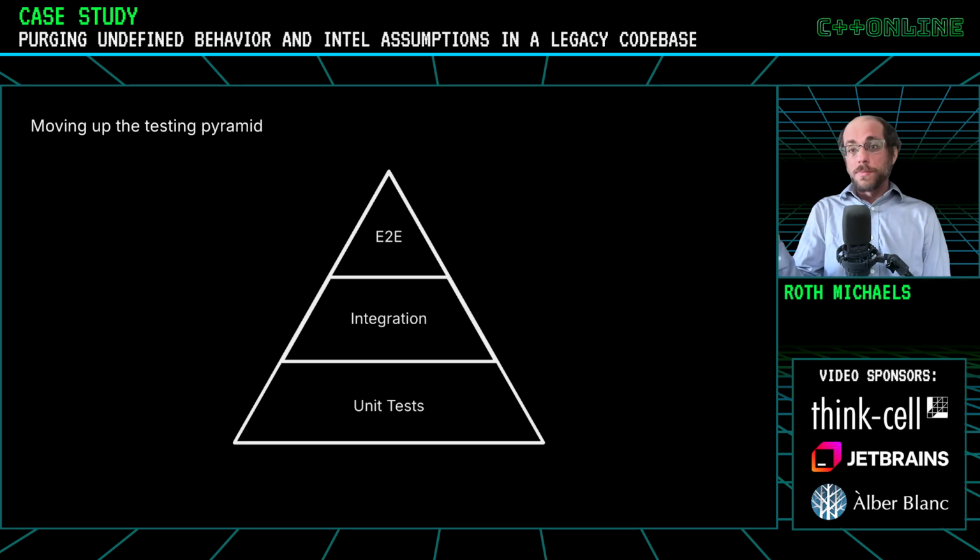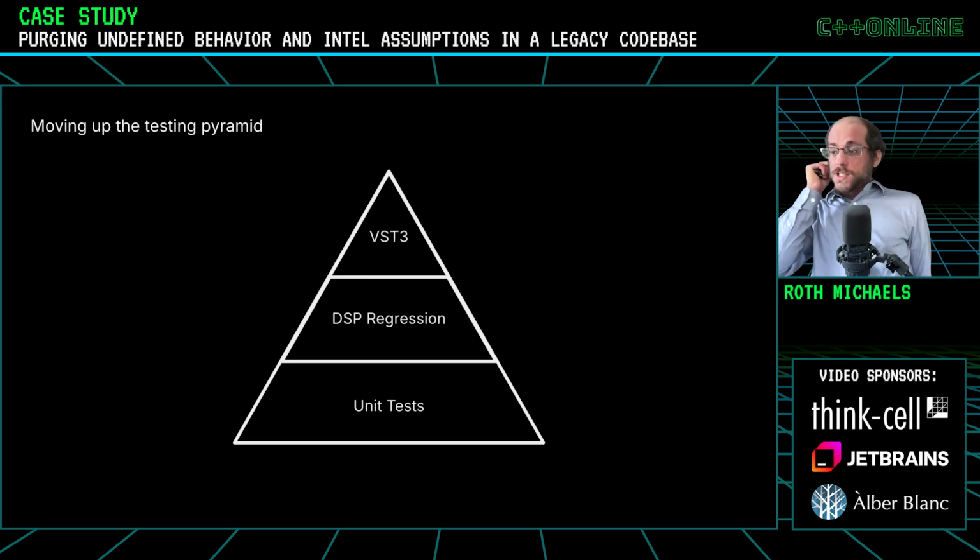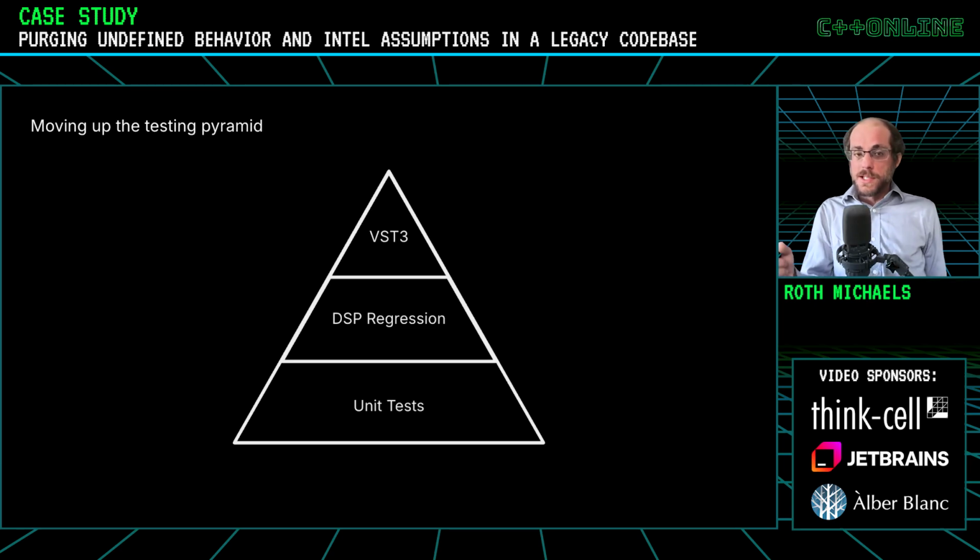And as I said, we want to move up the testing pyramid, from unit tests to integration tests to end-to-end tests. And we started moving up this with UBSan and ASan. So for us, we have unit tests. We have DSP regression tests, which I mentioned earlier, that allow us to compare before and after changes: did the sound change between two different algorithms. And then we have end-to-end tests of our entire plugins.